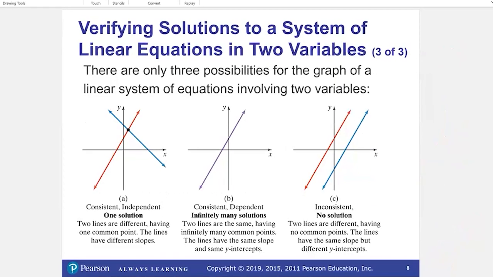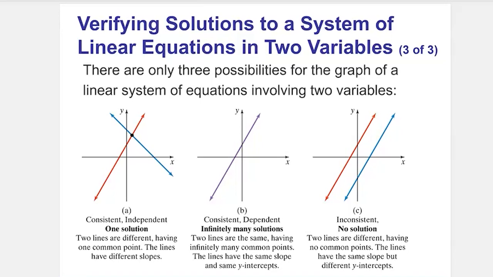And here's the picture that I wanted to show you. So one solution right here. This one has infinite solutions. Every single point, do it in red, every single point on this line is a solution, and there's actually infinitely many points on the line. And here we have, it's inconsistent, it has no solution because they're parallel, okay?